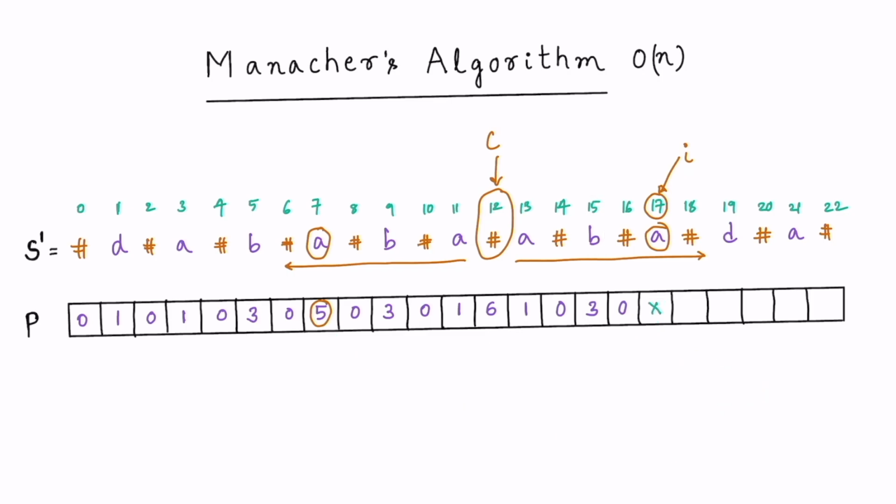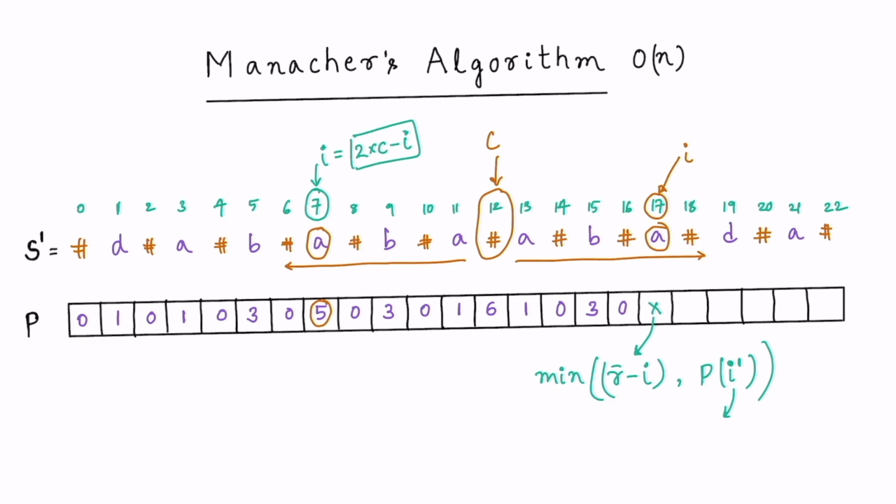So the value we fill here is minimum of r minus I, where r is the rightmost character in the current palindrome window and I is the current character, or p of I prime, where I prime is the mirror of the current character in the current palindrome. In this example, I prime is this, which is equal to 2 times c minus I.